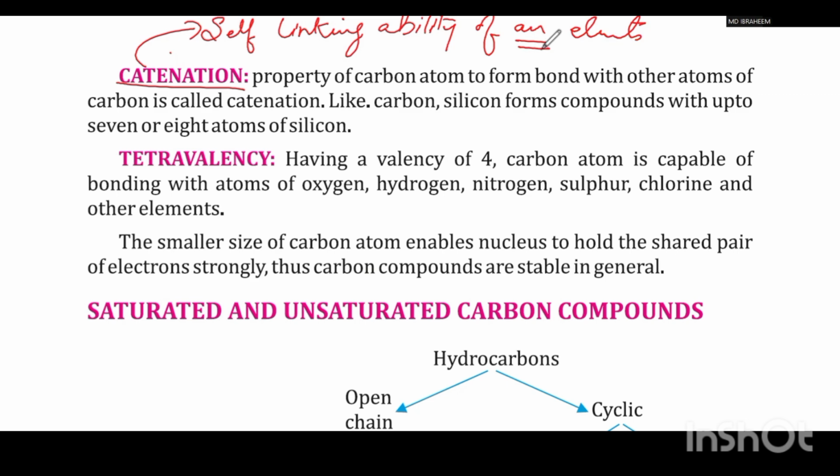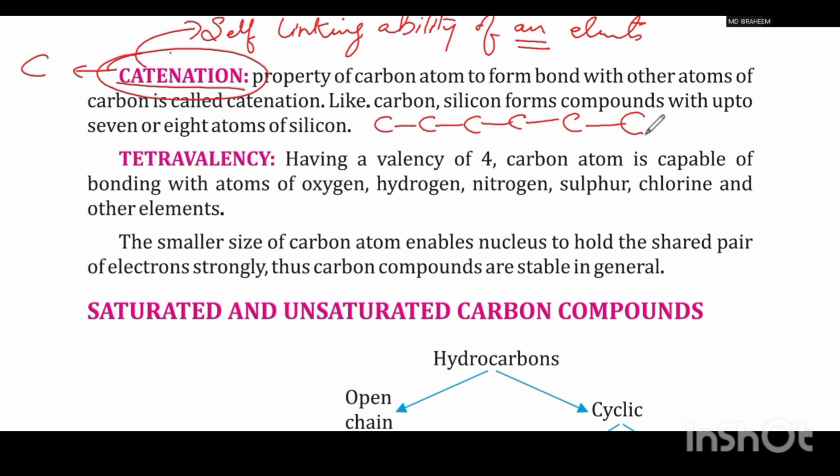You will learn about catenation in detail in class 11. But in class 10th, we are discussing catenation related to carbon only. Okay. What is catenation? The self-linking ability of an element. Self-link means carbon connected with carbon, carbon, carbon. They form a long chain or a branched chain and different types of chains. We will discuss it.